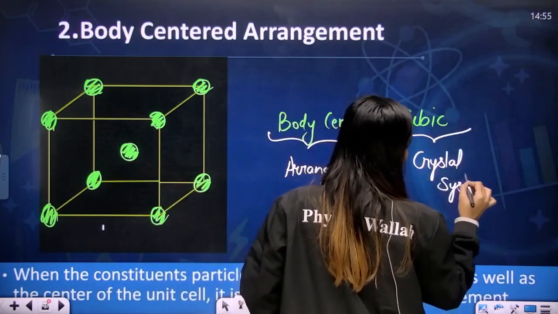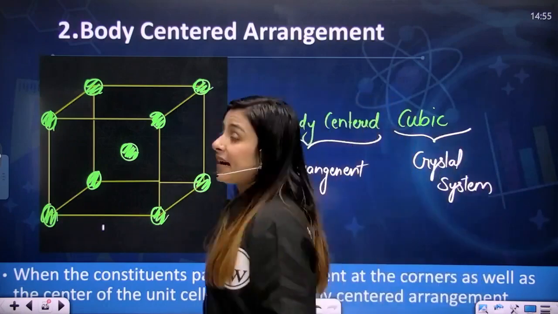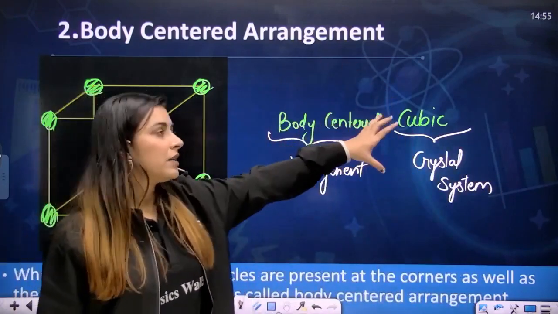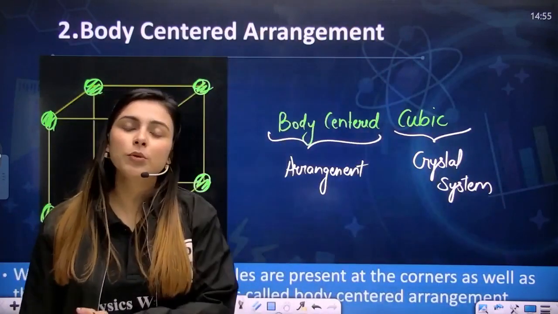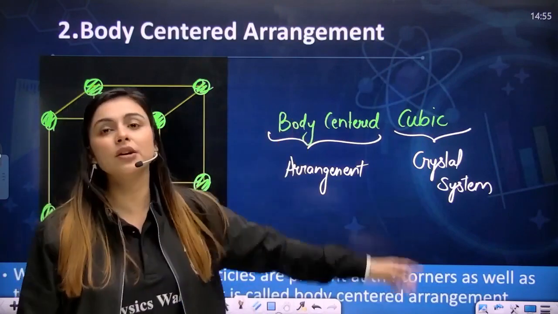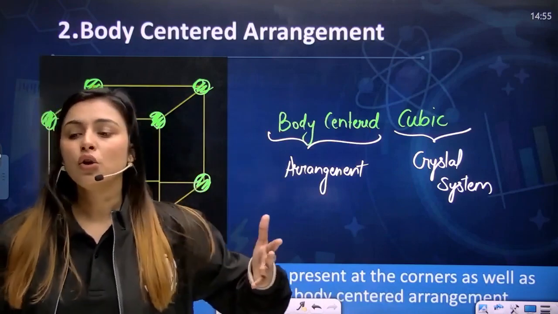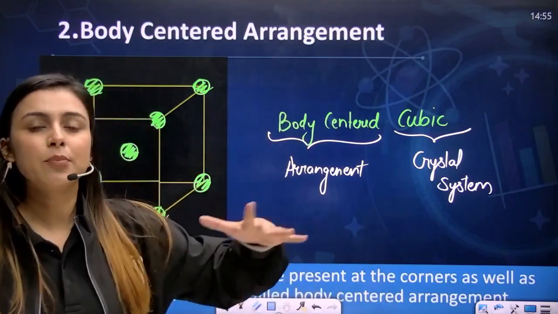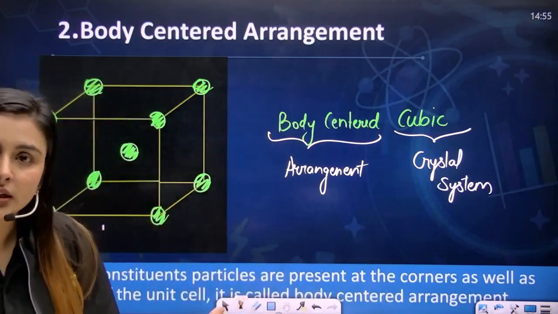Which crystal system you are using. You can write here your rhombohedral as well. Then in rhombohedral, all the corners will be occupied and the center of that rhombohedral will be occupied, and you will say body centered rhombohedral. So this is how you can use the different type of arrangements in the different crystal systems.